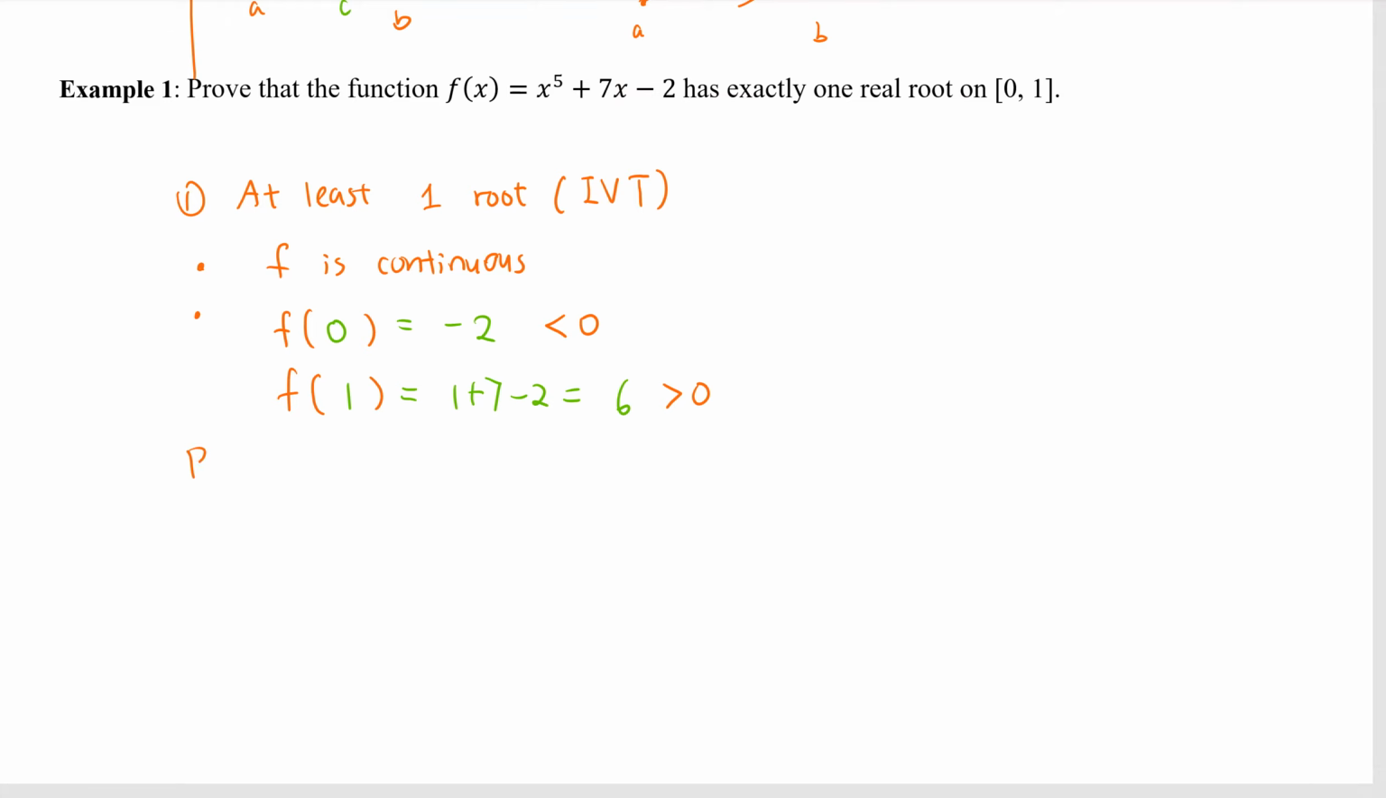Then we can say by the intermediate value theorem, there is at least one c such that f of c equals 0. And you can also say there is at least one c inside the open interval (0, 1) such that f of c equals 0. So the function has at least one root.